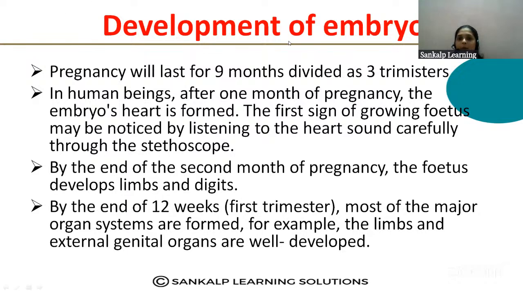You know that pregnancy in human beings lasts for 9 months. The 9 months of pregnancy is divided into 3 trimesters. The first trimester includes 3 months, then the second trimester and the third trimester, that is, totally 9 months.